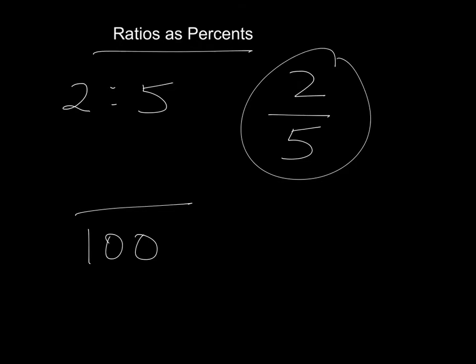So how do we turn 2/5 or 2 over 5 into something over 100? The easiest way to do this is to think about the concept of finding equivalent ratios. And we also worked on finding equivalent rates as well.